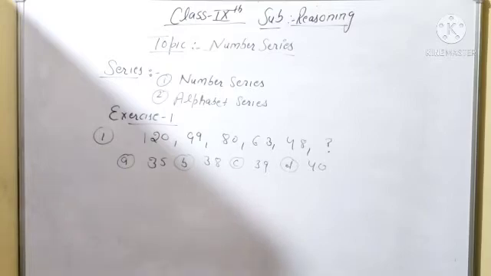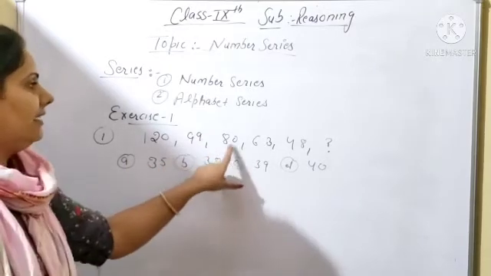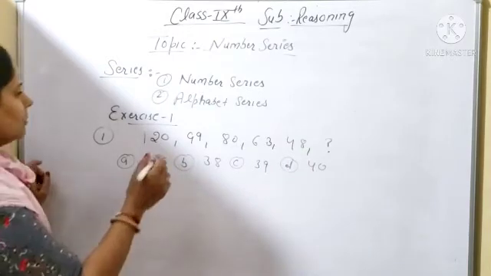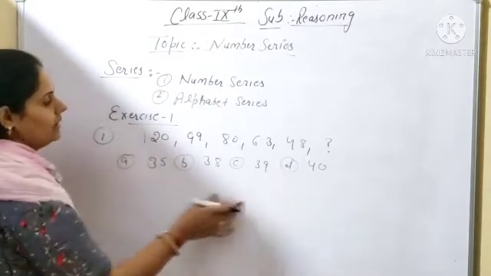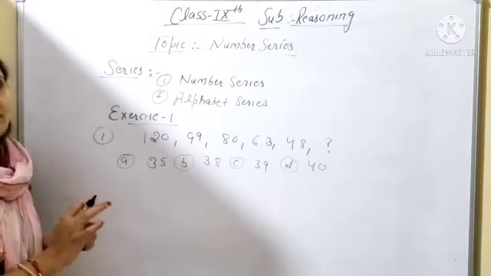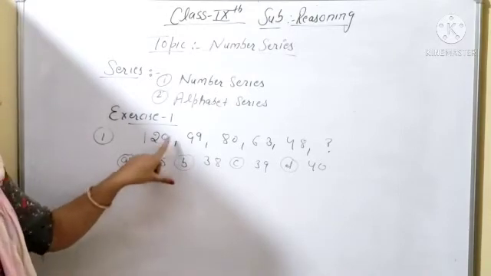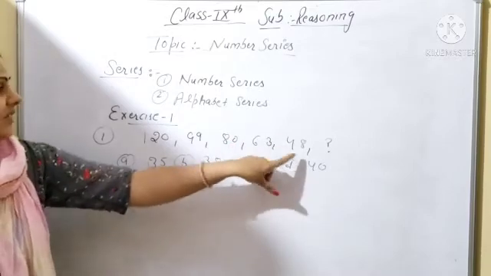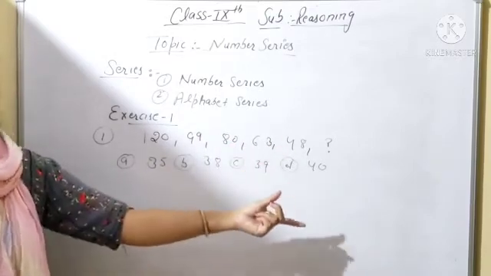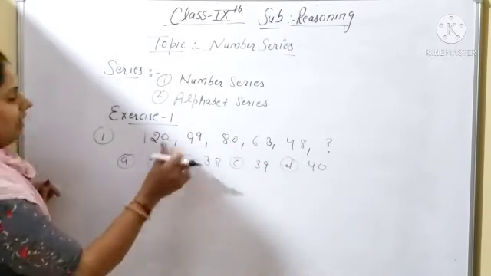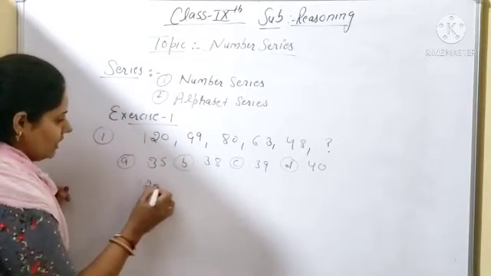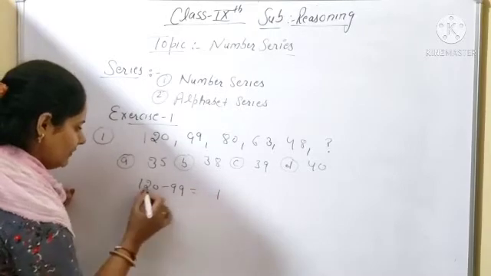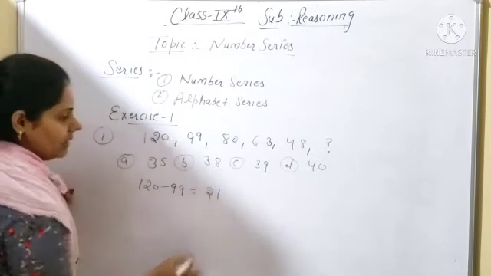Okay, the numbers given are 120, 99, 80, 63, 48. So what will be the next number? Clear? So simply, first you can check the answer among all the 4 options. So simply beta, 120, after that you are getting 99, after that 80, then 63. It means you are subtracting some number here. So you will check 120 and 99. What is the difference between 120 and 99? So here you will get 21.